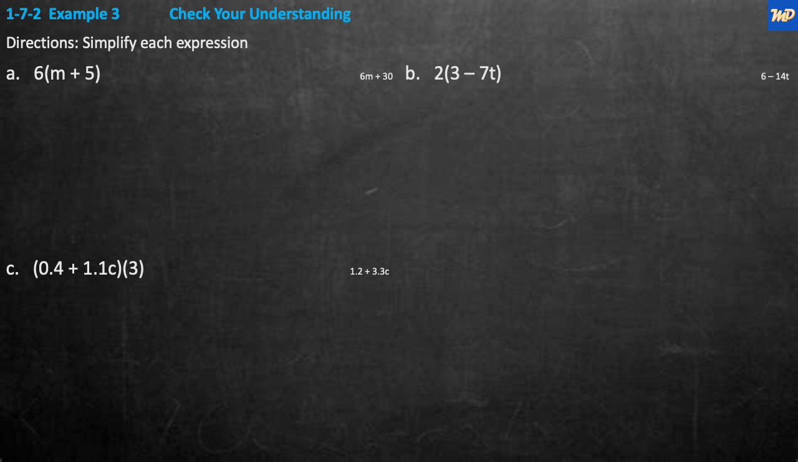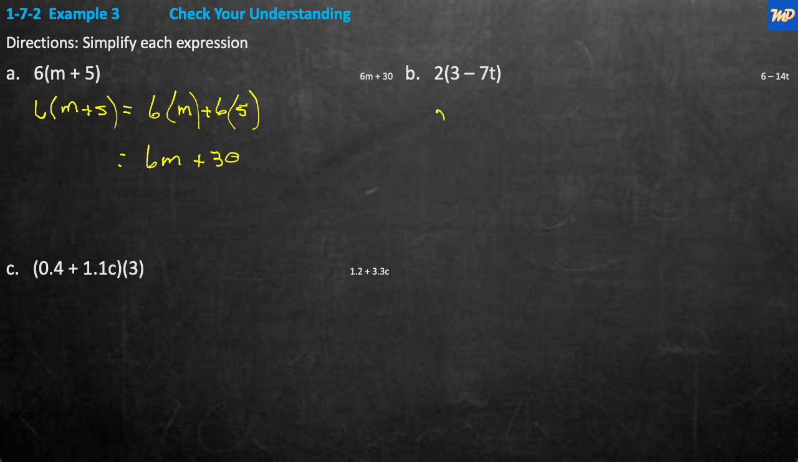So what do we have with problem A, question A? 6 times the quantity m plus 5, right, is equal to what? It's equal to 6 times m plus 6 times 5. And then if we do the multiplication here, we get 6m plus 6 times 5 is 30. Okay? That's simplified. There's no parentheses.